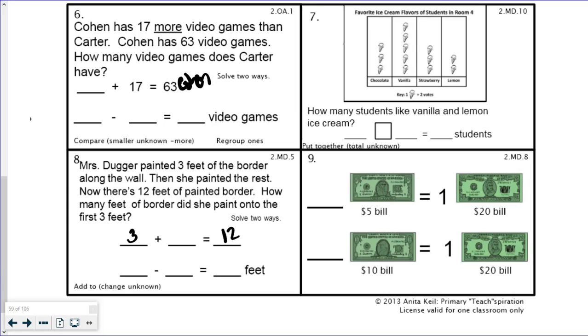And number 9, how many $5 bills equals $20? And how many $10 bills equals one $20 bill? Pause your video and do number 9.